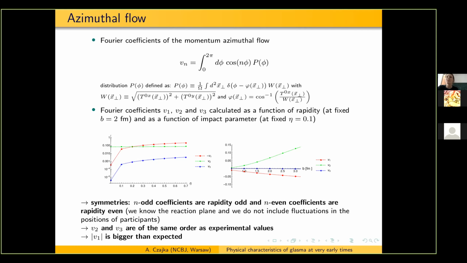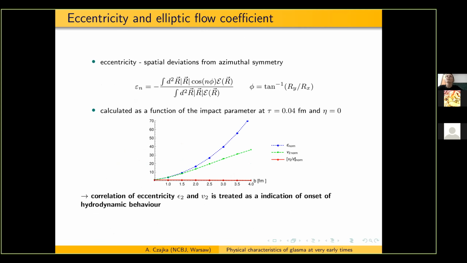And there are some symmetries with respect to rapidity, because we don't include all possible fluctuations, which is reflected in the size of them. We see these are large, so we calculated the eccentricity, and we see the correlation between V2 and epsilon2, which is usually treated as an indication of the onset of hydrodynamic behavior. This correlation is shown in this picture as a red line.